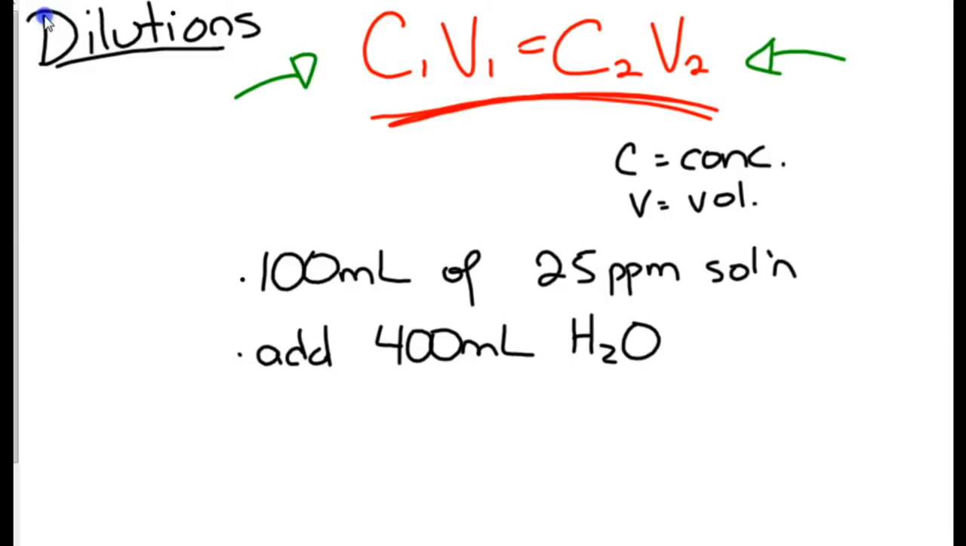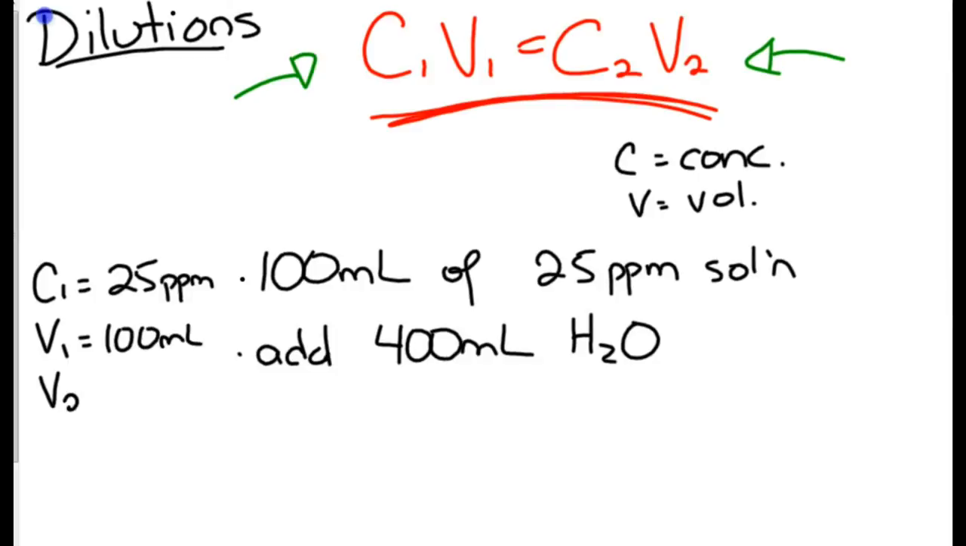Well, first, let's define our variables. Initial concentration is 25 parts per million. Initial volume is 100 milliliters. And since you add 400 milliliters to your 100 milliliters, your final volume is 500.